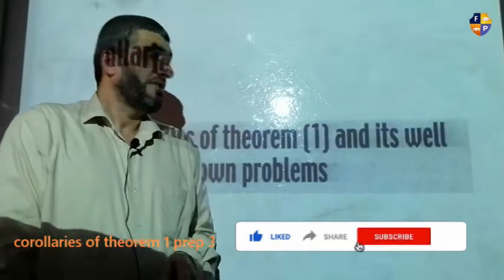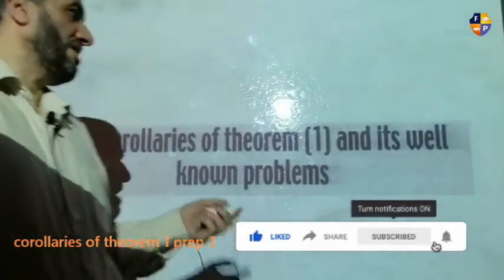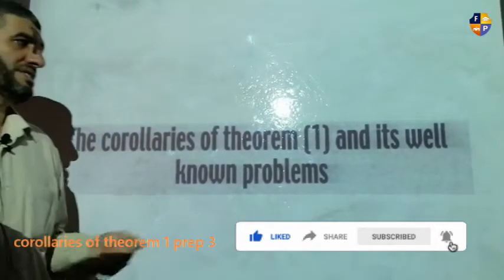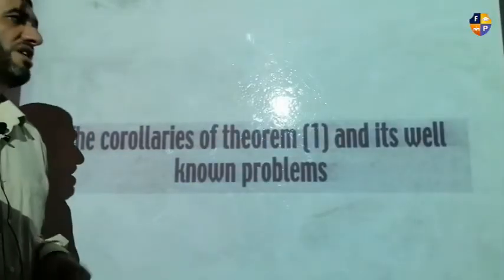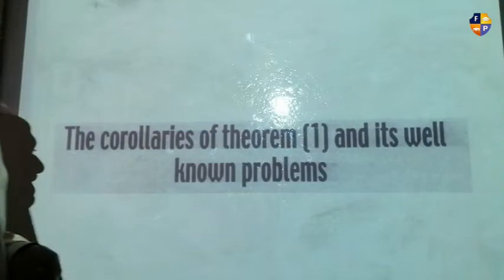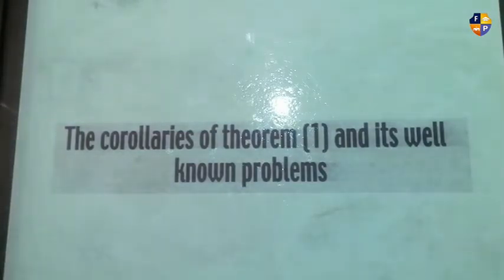Hello prep 3. We now explain the corollaries of theorem 1 and the well-known problems. Theorem 1 is: the measure of the central angle equals twice the measure of the inscribed angle.